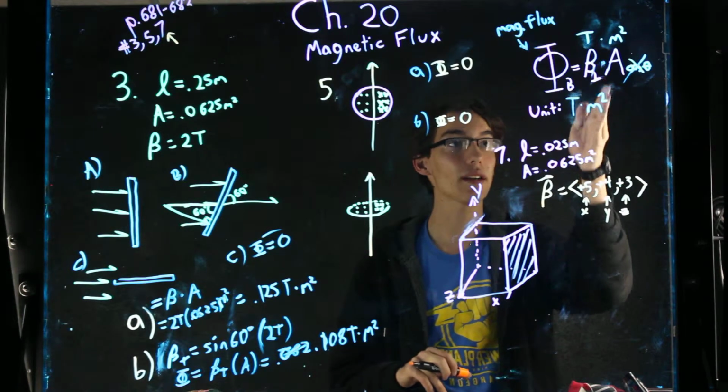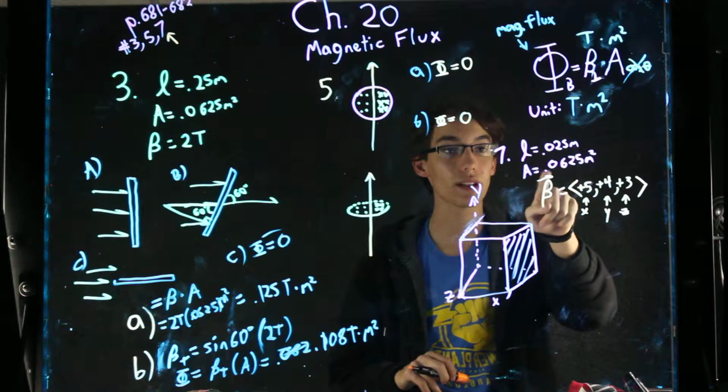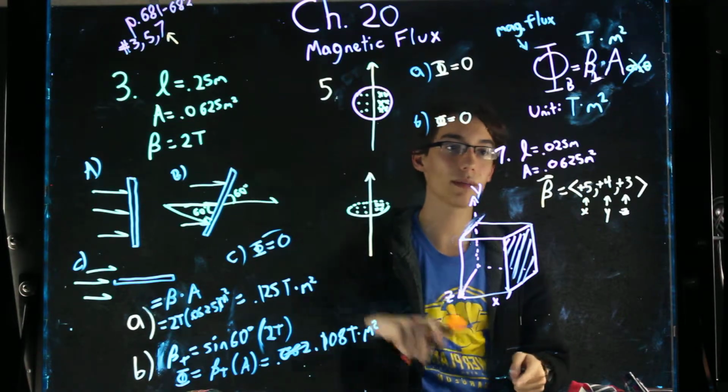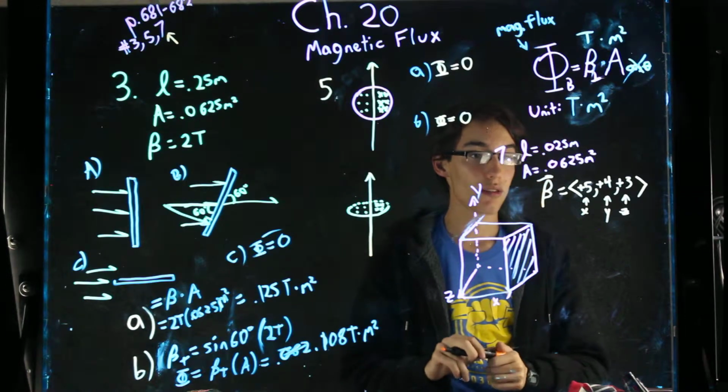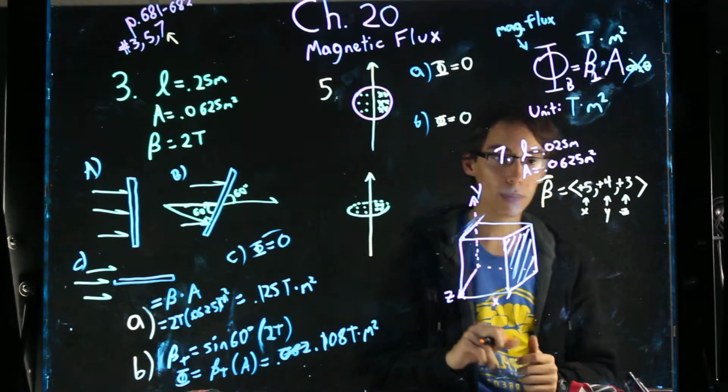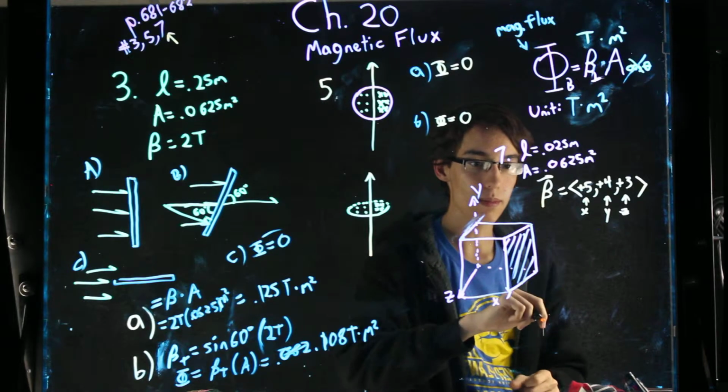Easy part is the area. I've already taken the liberty of doing that. You square this, and we get a number that we've seen a little bit before, 0.0625 meters squared. That is conceptually the very easy part. The harder part is for this B.